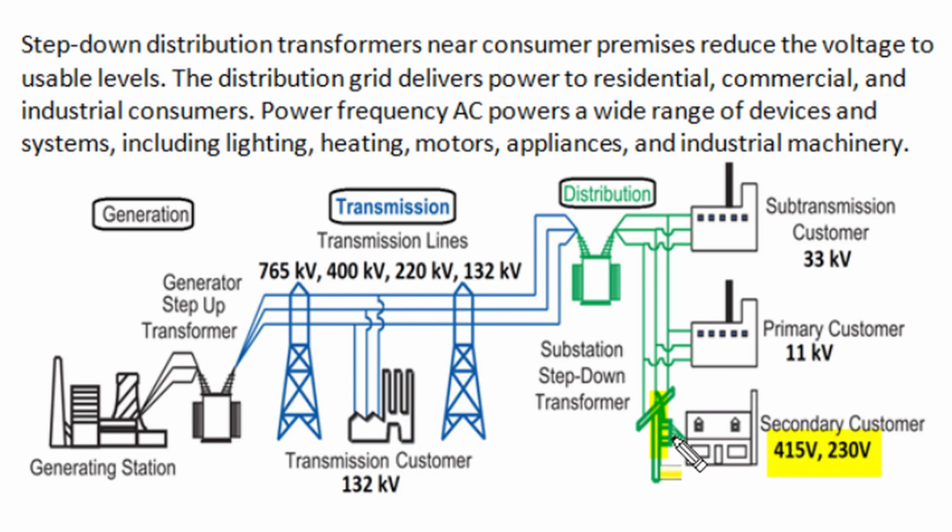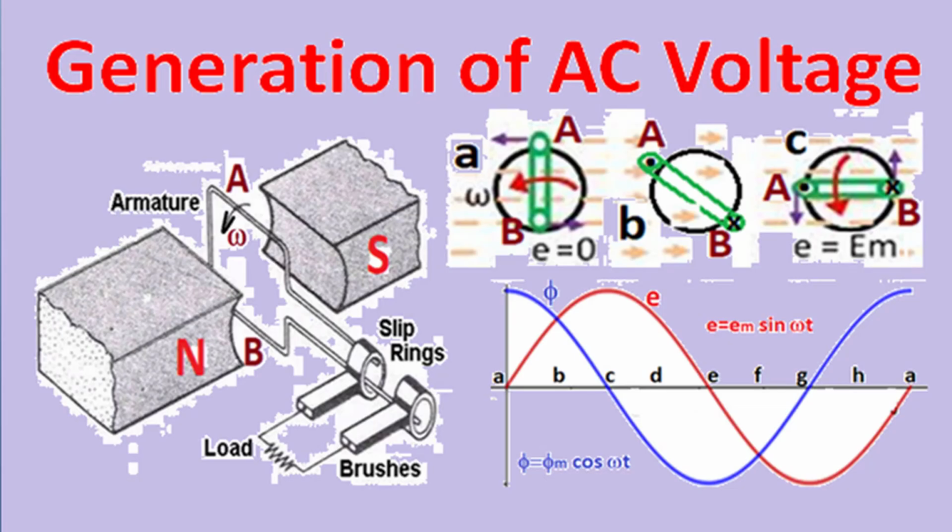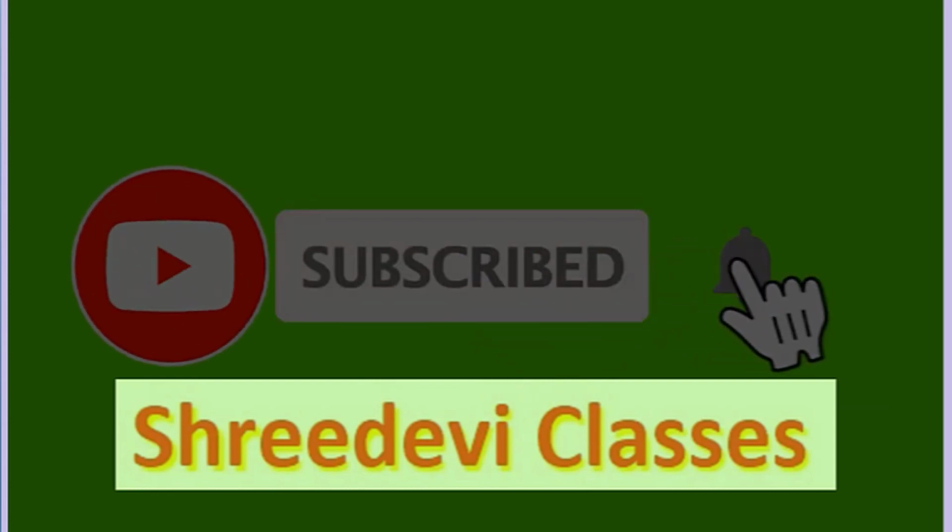Now this power frequency alternating current power is used in a wide range of devices and applications including lighting, heating, ventilation, motors, appliances and several types of industrial and other machinery. We hope this beautiful learning video has explained the generation of alternating current voltage, and it has also explained the working of the AC generator and how flux variation results in induced EMF of standard sinusoidal alternating nature.